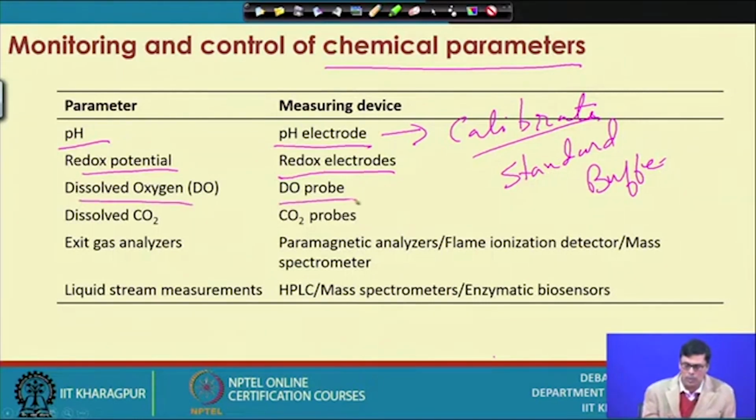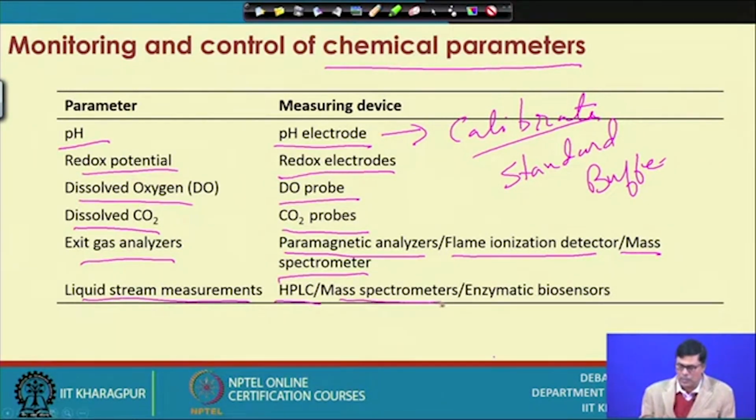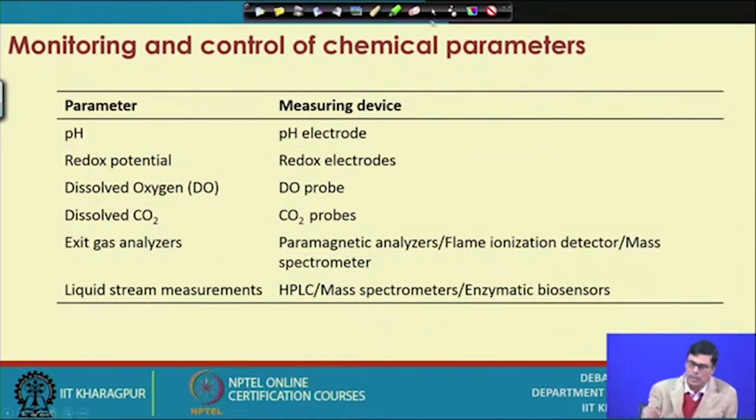Dissolved oxygen we measure with the help of the dissolved oxygen DO probe, and dissolved carbon dioxide by a carbon dioxide probe. Exit gas analysis can be done by paramagnetic analysis, flame ionization detector and mass spectrometer. And liquid stream measurement is done by HPLC, mass spectrometer and enzymatic biosensor. Suppose I want to measure how much glucose is there, we use some kind of glucose sensor to find out how much glucose is there in the outgoing liquid.